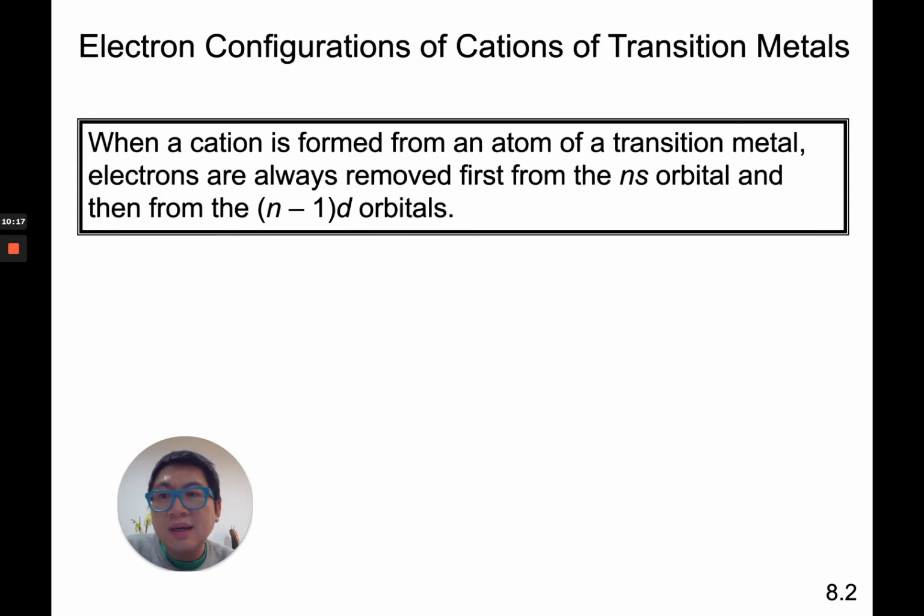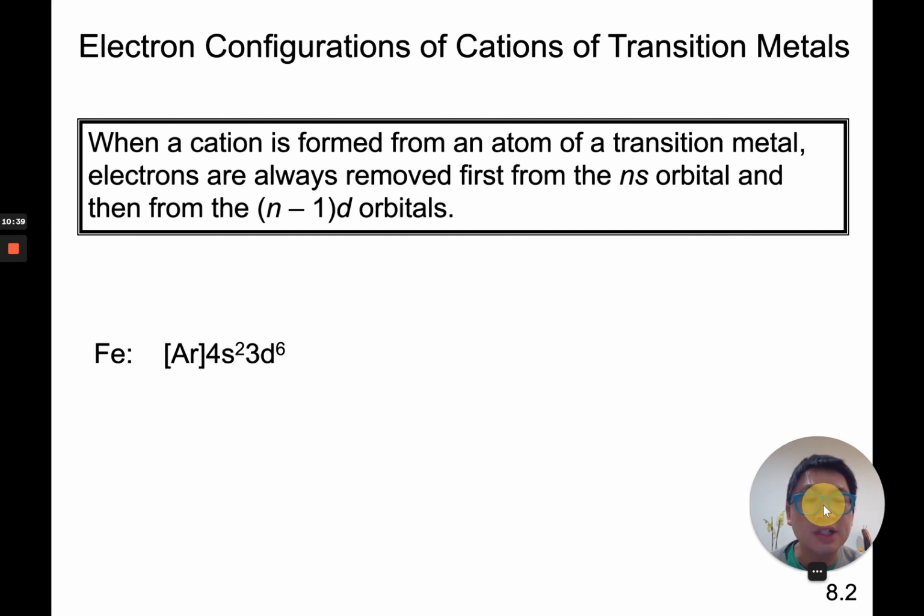Okay, electron configurations, cations of transition metals. When a cation is formed from an atom of a transition metal, electrons are always removed first from the ns orbital and then from the (n-1)d orbital. Okay, easier for you to see an example. Here's iron, normal electron configuration. This is iron's normal electron configuration. It's argon 4s2 3d6.